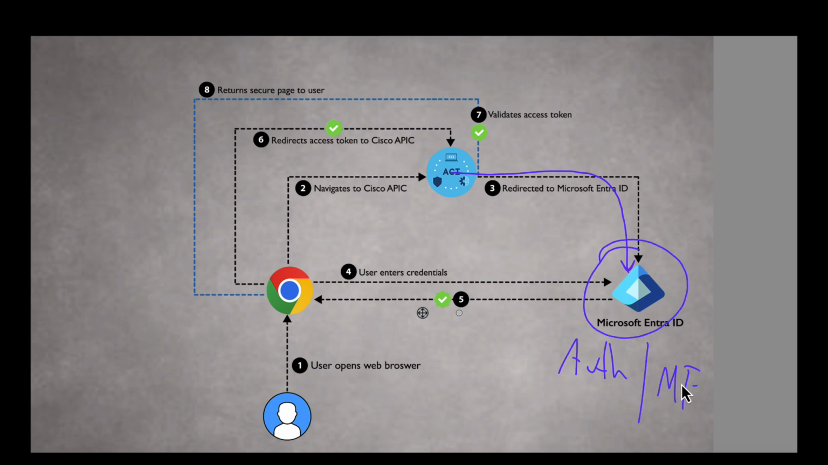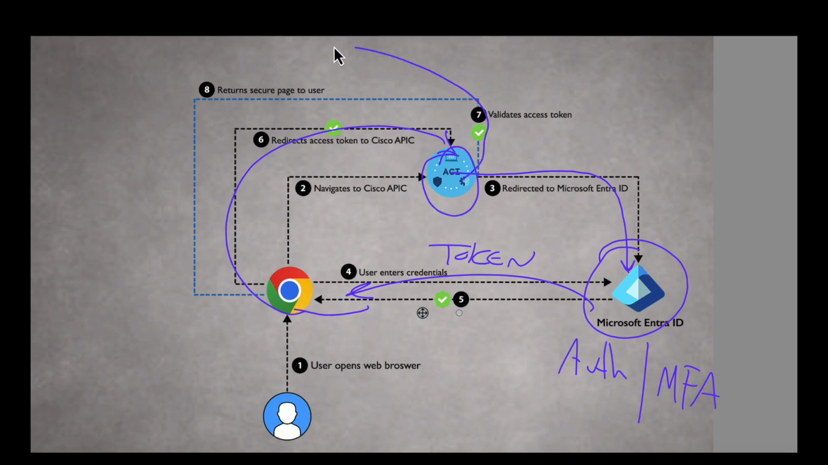Once the user credentials are verified, Entra ID issues a set of tokens, including an access token and an ID token, containing information about the user identity and permission. These tokens represent the user's authenticated session. Entra ID then redirects the tokens back to Cisco ACI through the user's browser. These tokens act as proof that the user has authenticated.